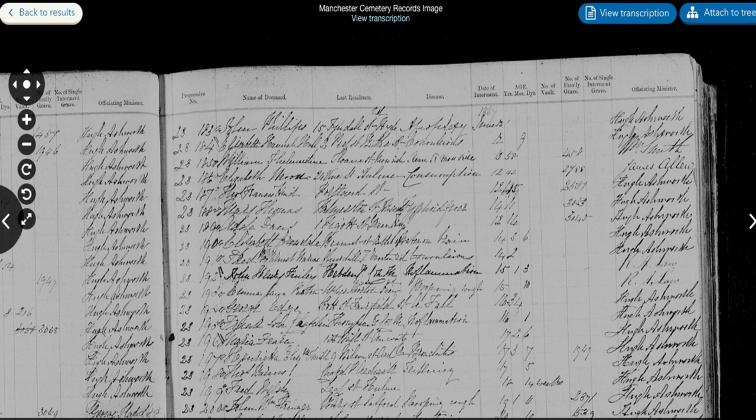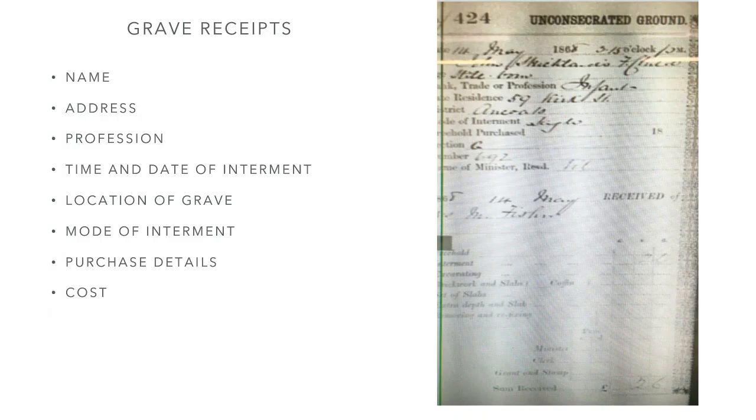So, another record. Now, these are a bit of a funny one, because they're not online as such yet, but sometimes you can find them on microfilm if you go to your local records office: grave receipts. Not all cemeteries have these, but it is worth looking at. So grave receipts are literally a receipt to the person that paid for your ancestor's grave. It will give you name, address, profession, time and date of interment, location of the grave, mode of interment, purchase details, and cost. Who paid for your ancestor's grave was important, especially in Victorian Britain.